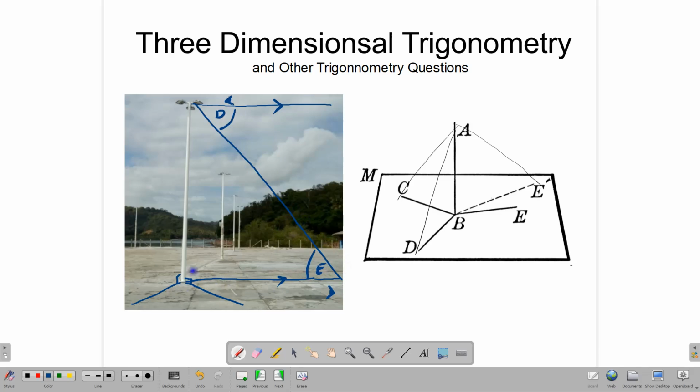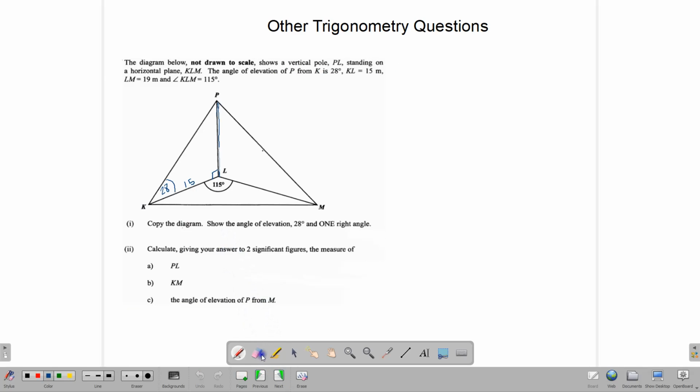So two things to remember: the Z angle comes up a lot, and any line that you draw on the plane, on the flat surface, to the base of your pole will create a right angle. So right angles will be plenty in these once they touch the post. Let's look at the first question that we have here.